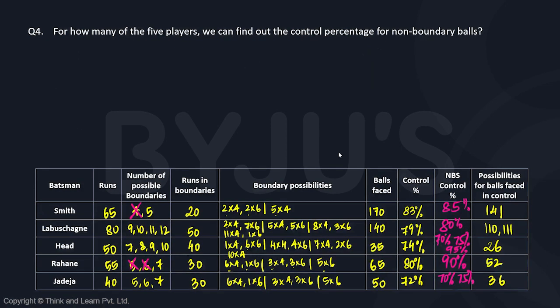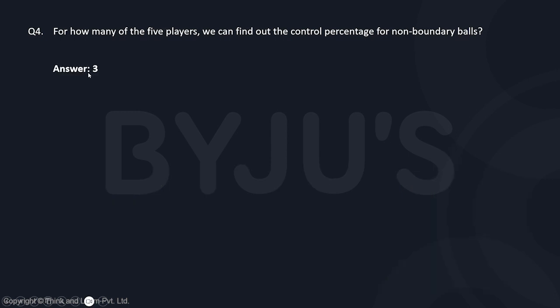Question number 4. For how many of the 5 players can we find out the control percentage for non-boundary balls? So for NBS control percentage, we can find out for Smith, Lab and Rahane. We are not sure about Head and Jadeja, who had 70% or 75% NBS control percentage. Since it's a numerical question, we are supposed to type in 3. So 3 is going to be the answer.